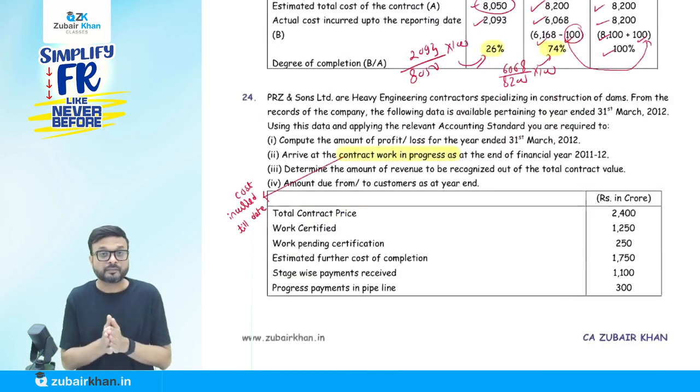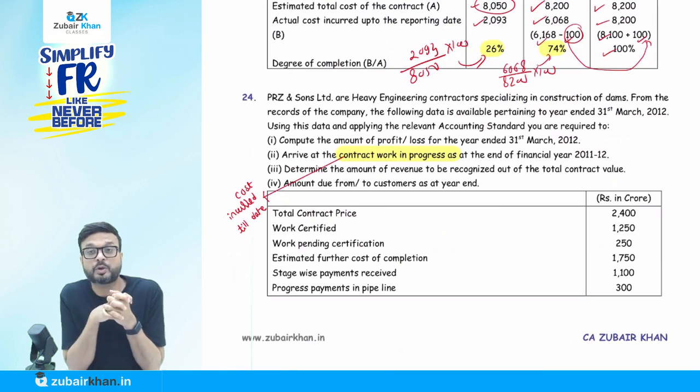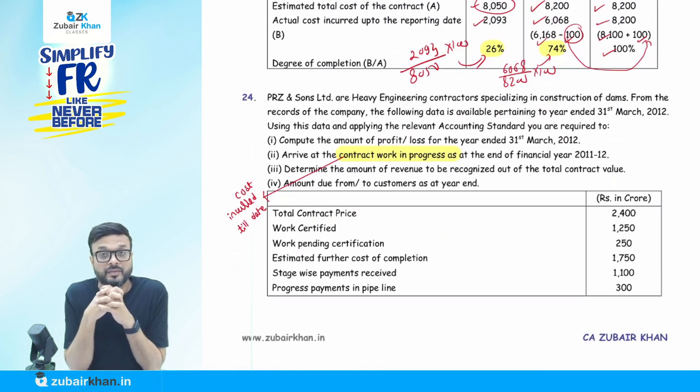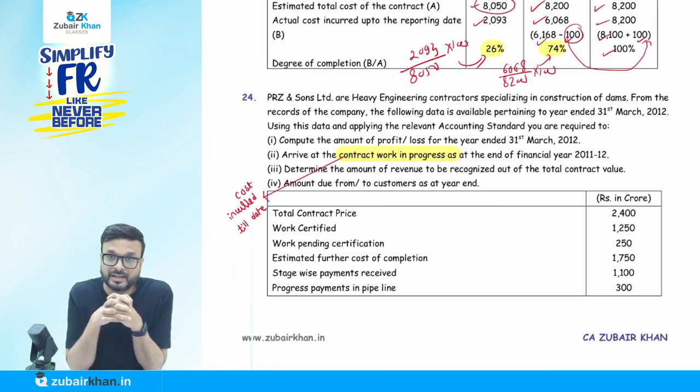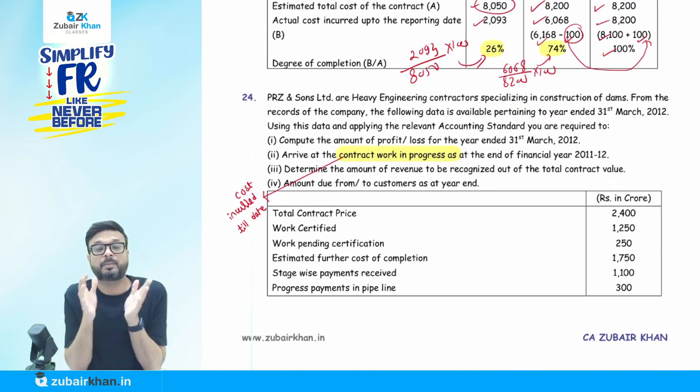Now the last question, understand that now. They say PRZ and Sons Limited are heavy engineering contractors specialized in construction of dams. From the record of the company, the following data is available pertaining to the year ended 31st March 2012. Using these data and applying the relevant accounting standards, you are required to compute the amount of profit or loss for the year ended 31st March 2012. Now understand this point: compute the amount of profit or loss.